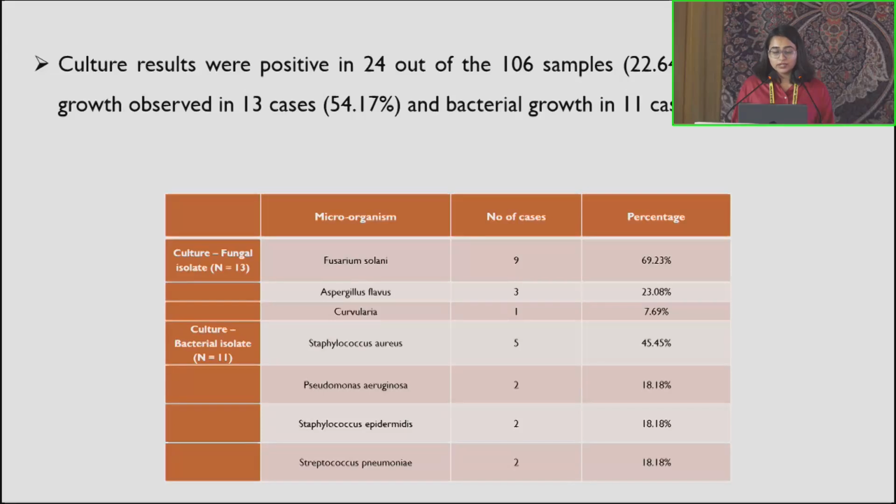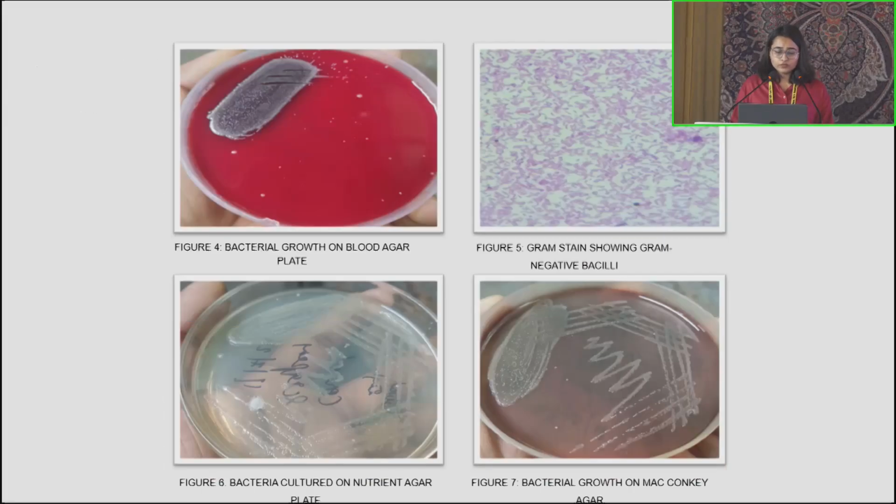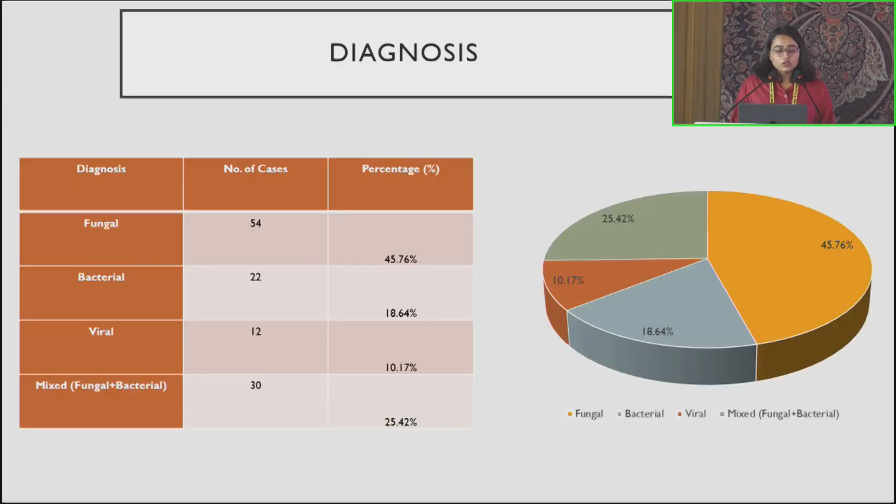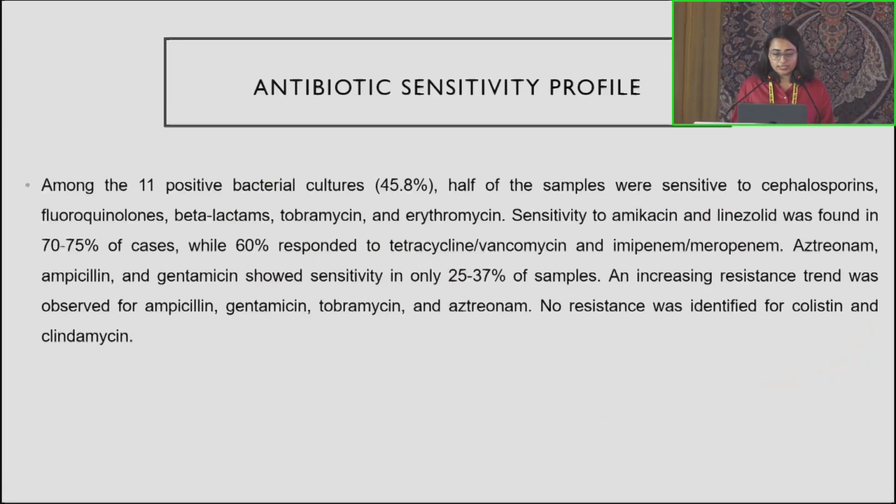Among fungal isolates, Fusarium constituted 69% and Aspergillus 23%. Among bacterial isolates, Staph aureus, 45%, was noted in 5 culture plates, and Pseudomonas, Staphylococcus epidermidis, and Streptococcus were noted in 18%. These are a few bacterial cultures. On the basis of microbiological and clinical characteristics, the final diagnosis was made. Fungal ulcer was identified in 45%, bacterial in 18%, and viral in 10% of the cases.